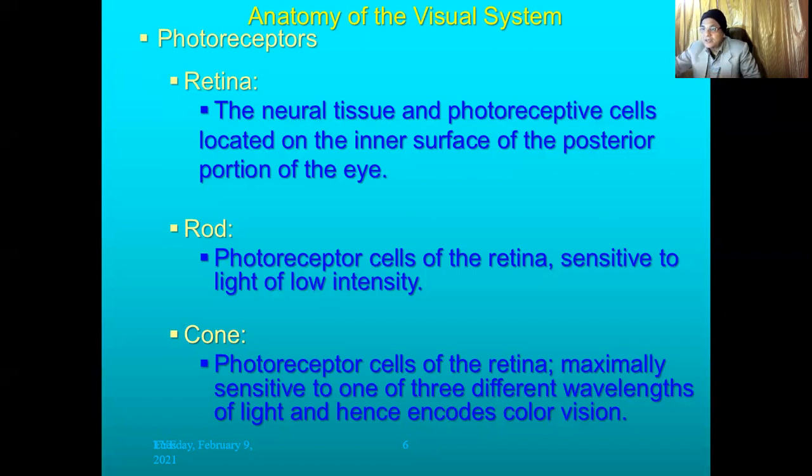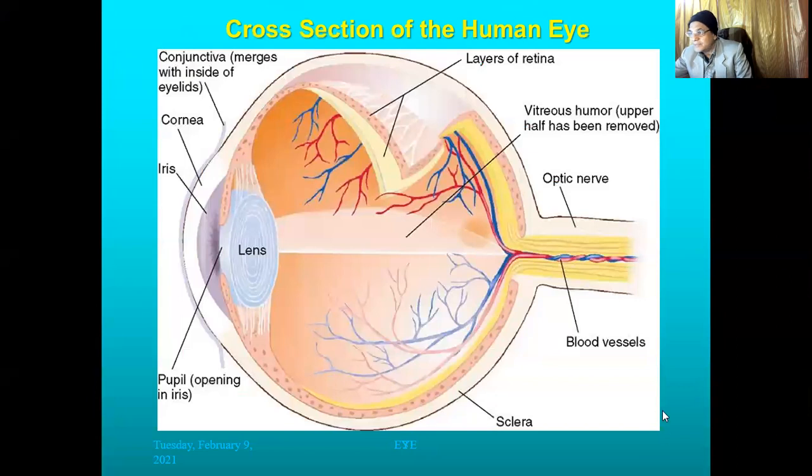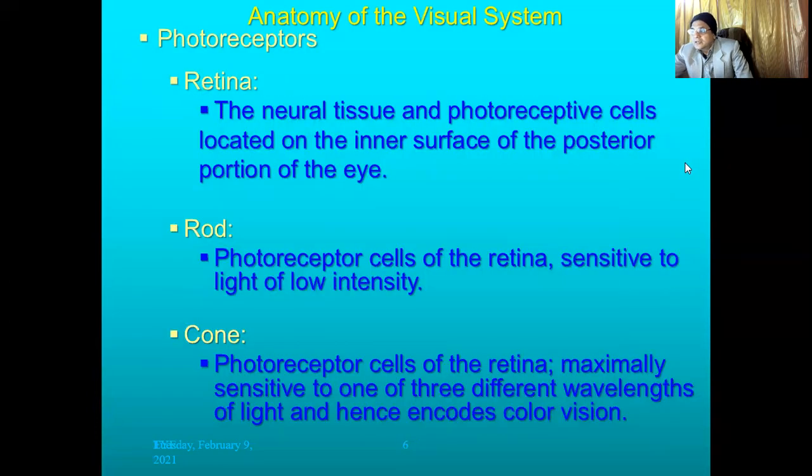That signal is given. So it is located on the inner surface of the posterior portion of the eye. Posterior portion of the eye means this part. This is the posterior, that is the optic nerve. So in this, these are the photoreceptive cells, and the neural tissue. Neural tissue means this tissue carries the information from the eye to the brain.